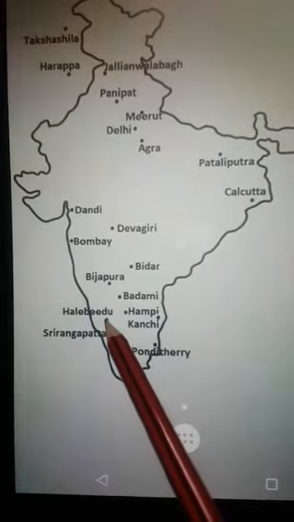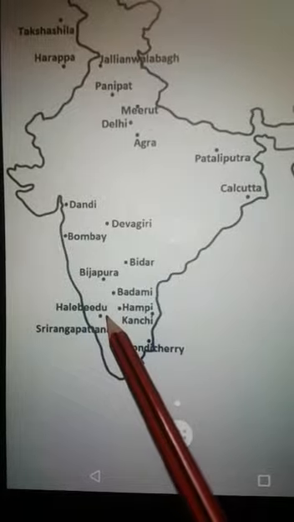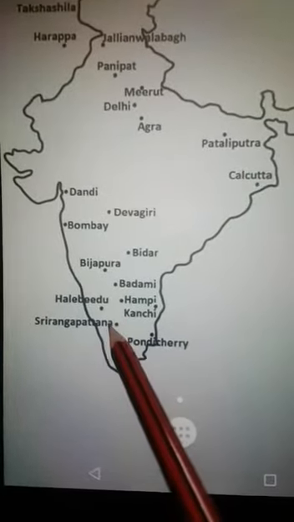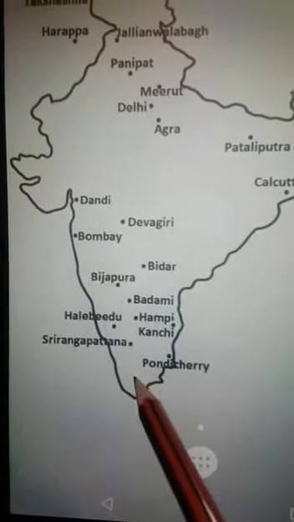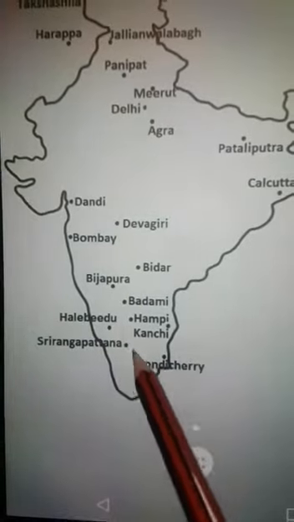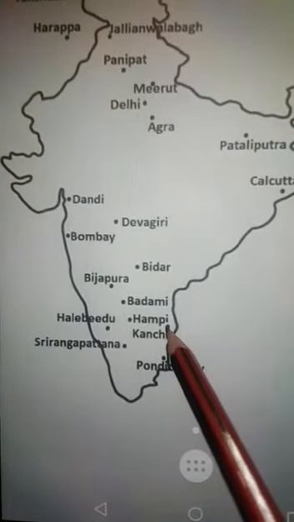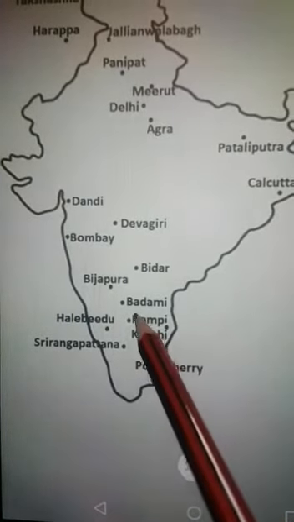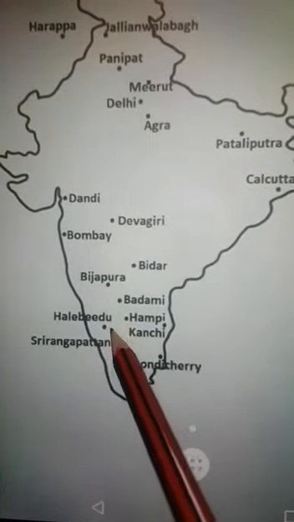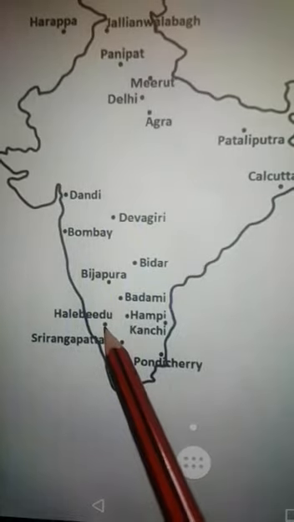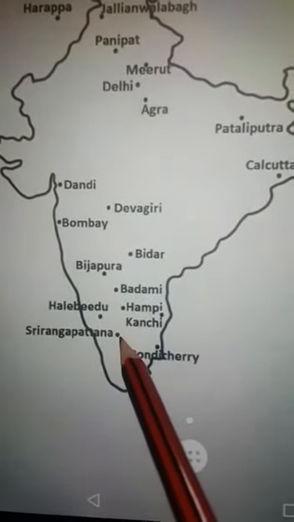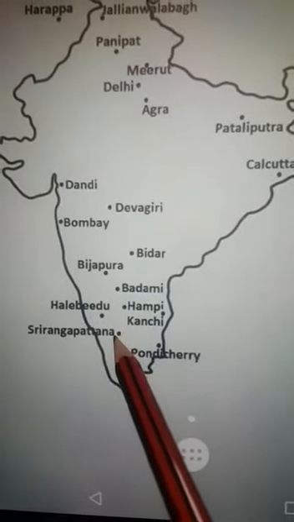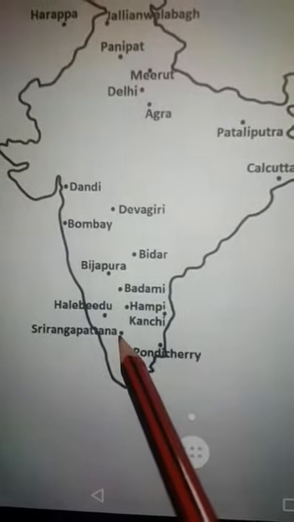Therefore, the slightest variation will not matter much. Hence, you can imagine a line, say about this. If you have marked Kanchi or if you have marked Hampi, now slightly close to that towards the left, you can mark Halebeedu, and slightly towards the right, about half a centimeter, you can mark Srirangapatna.